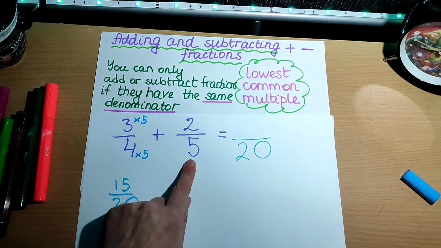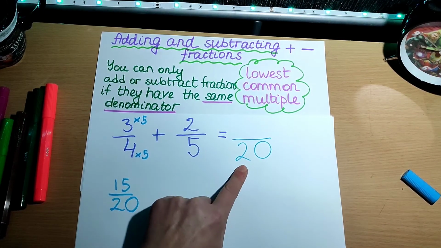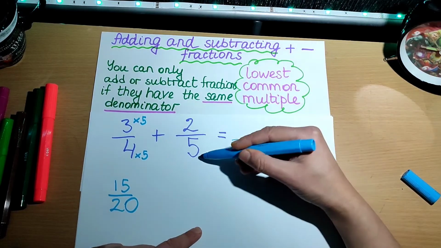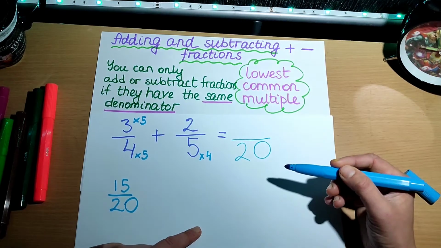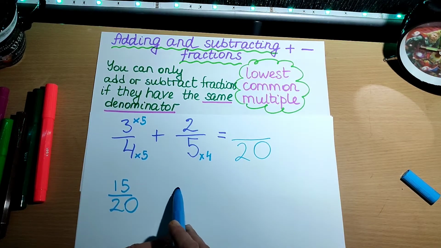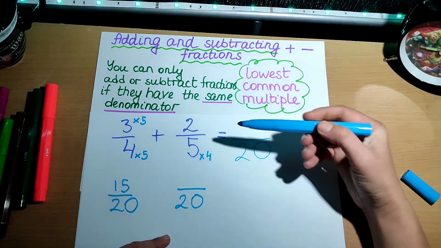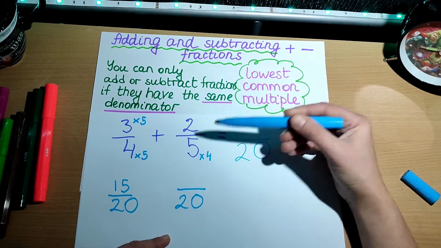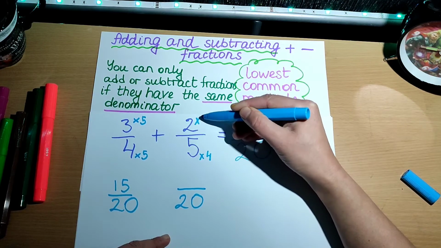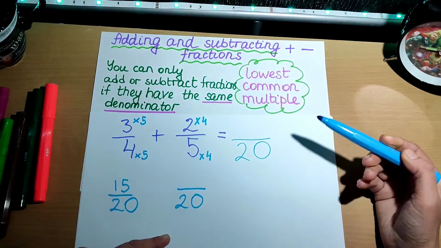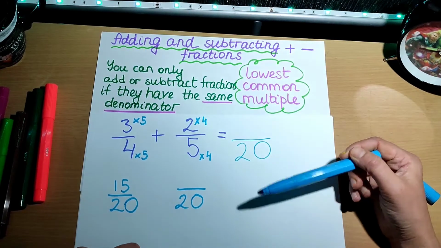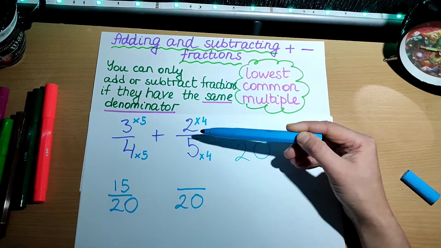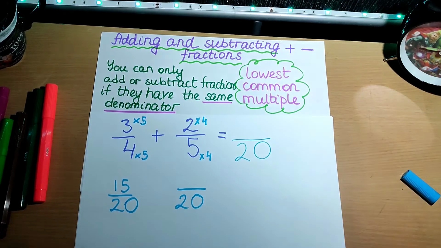Now, how do we turn our 5ths into 20ths? We multiply 5 by 4. So our denominator now is 20. And whatever we did to our denominator, we need to do exactly the same to our numerator. So we also multiply our numerator by 4. So now it's not 2/5, it's 8/20.